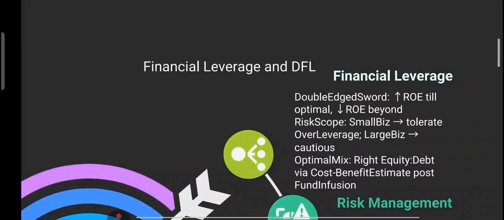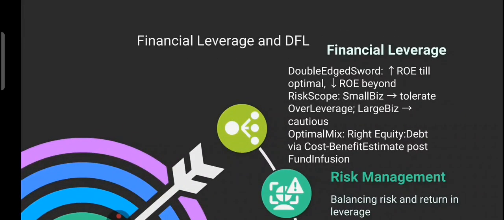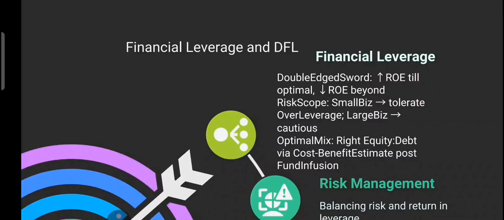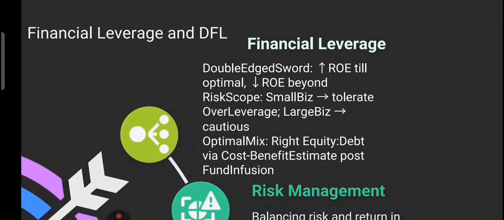So we have discussed 5 ratios earlier, financial leverage ratio. Now financial leverage, you can think of it like a double-edged sword. It amplifies your return on equity when used wisely, but if you overuse it, especially by large firms, it can be dangerous. So that is why I have written double-edged sword, right? Why is it a double-edged sword? I told you now, right?